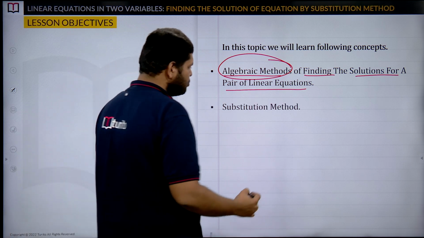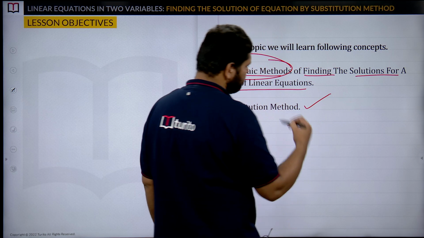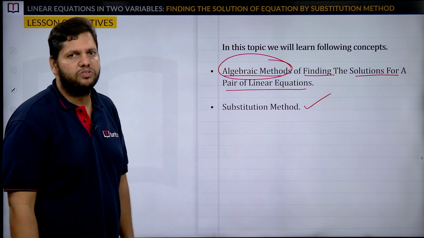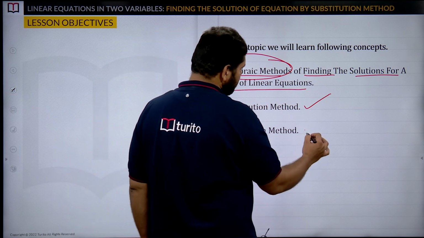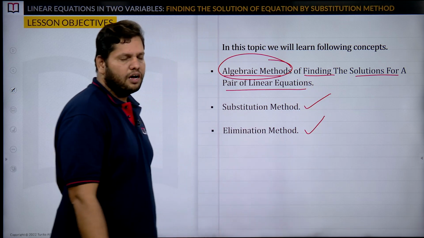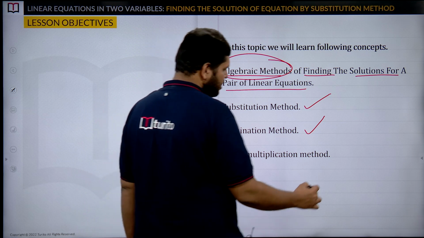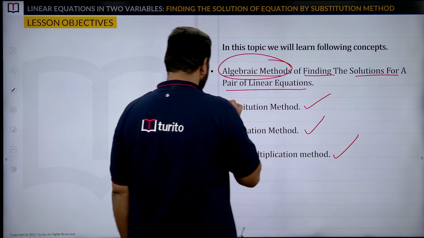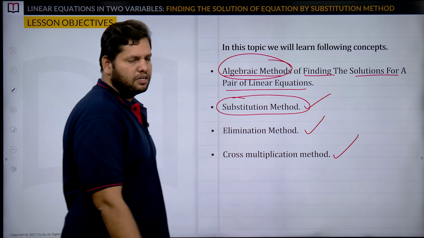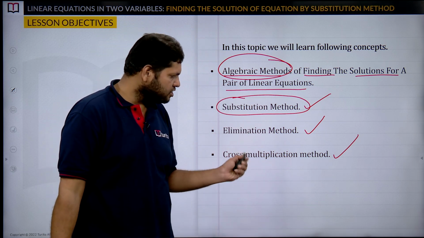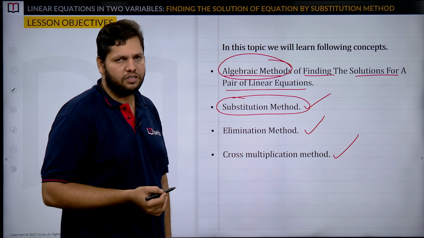The first method is the substitution method. I want to find a solution by using the substitution method. The second method is the elimination method, children. And the third method is the cross multiplication method. Okay, children, today I am going to discuss only the substitution method, and the elimination method and cross multiplication method will take one session for each.